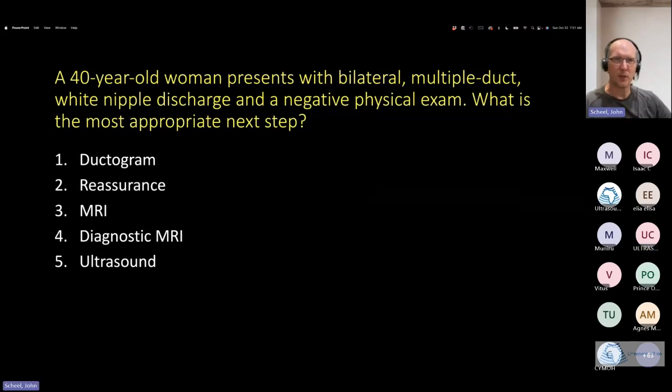Okay, a 40-year-old woman presents with bilateral multiduct white nipple discharge and a negative physical exam. What is the next most appropriate step? Is it a ductogram, reassurance, MRI, diagnostic MRI, or ultrasound?